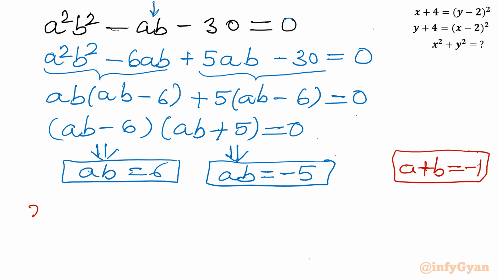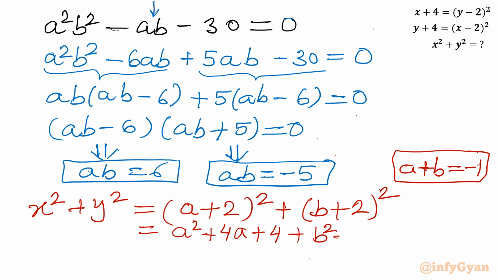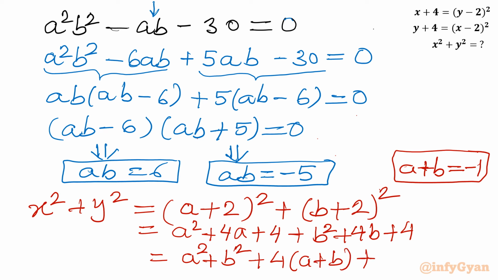Okay. Now what we are looking for? X square plus y square. So that is now in terms of a and b. This was a plus 2 whole square plus b plus 2 whole square. Let's expand the whole square formula. So a square plus 4a plus 4. Here again b square plus 4b plus 4. So this is converting to a square plus b square in bracket, a plus b, and plus 8. So this is our required expression in terms of a and b.